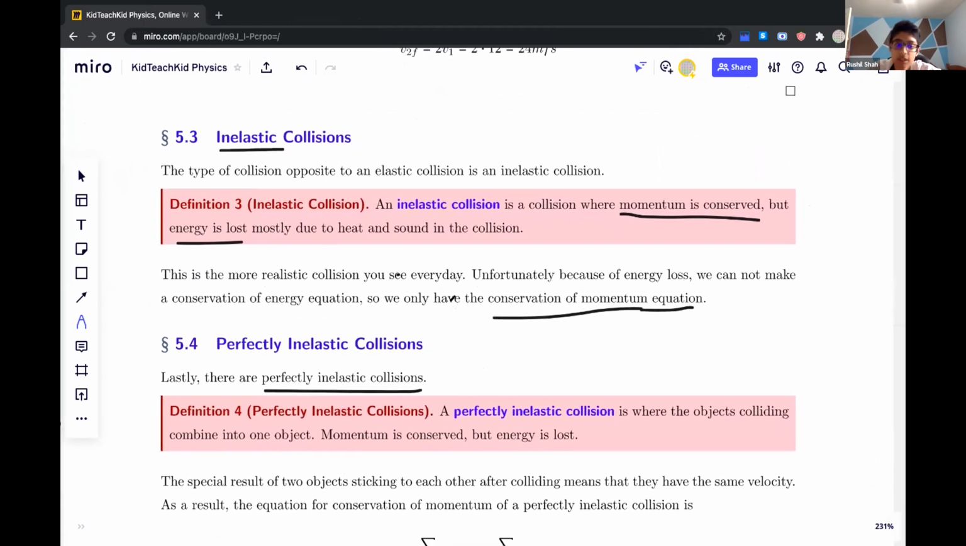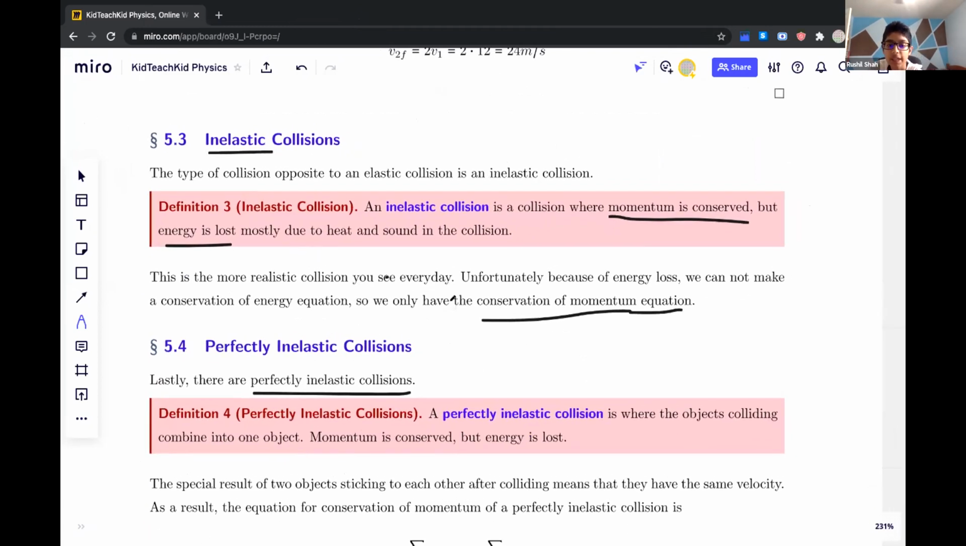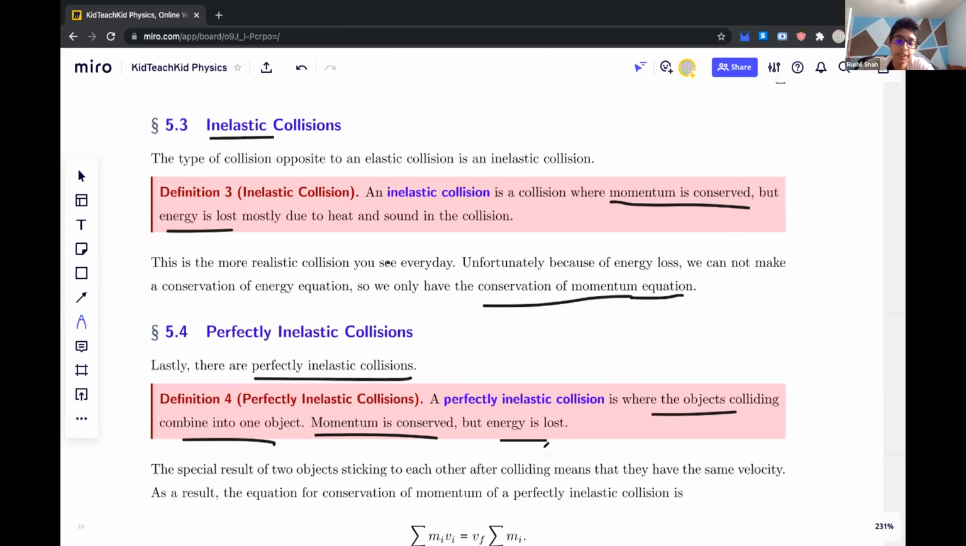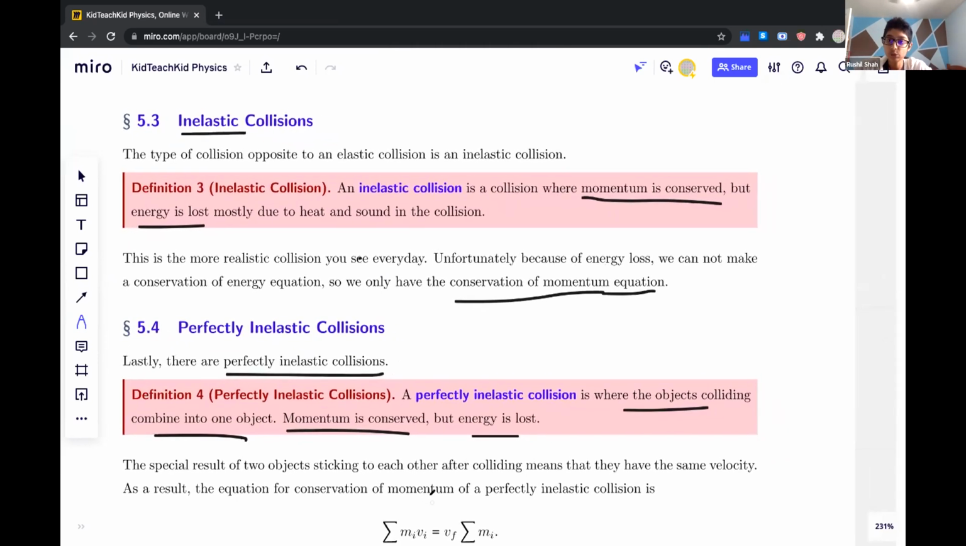Okay, so perfectly inelastic collisions. These are collisions where the objects colliding combine into one object. So when two objects are colliding and they stick to each other, that's a perfectly inelastic collision. And again, in this collision, momentum is conserved but energy is lost. And the reason why this is special is because when two objects stick to each other after colliding, they have the same velocity. Because if two objects are stuck together and they move, they have the same velocity. So that's why this is good.